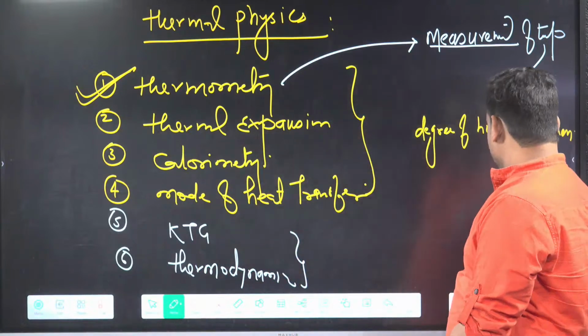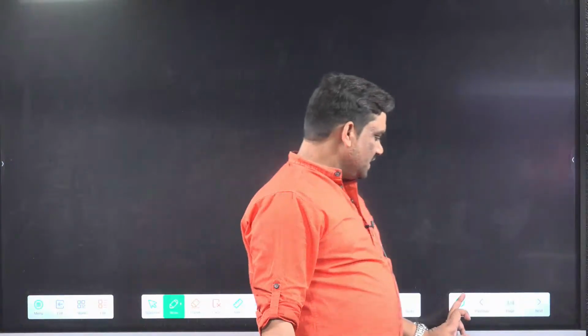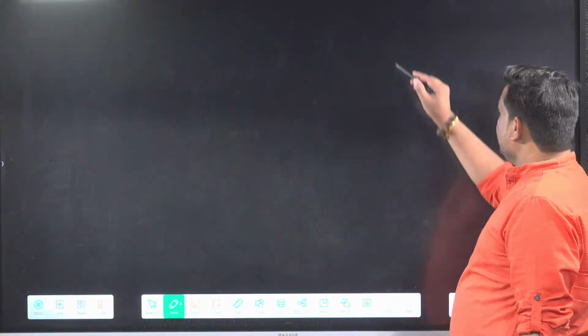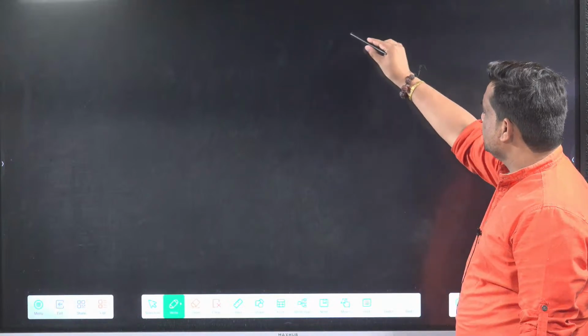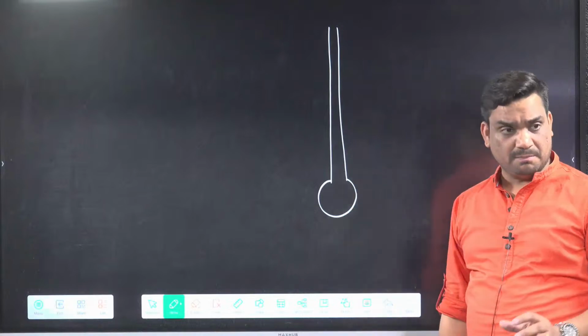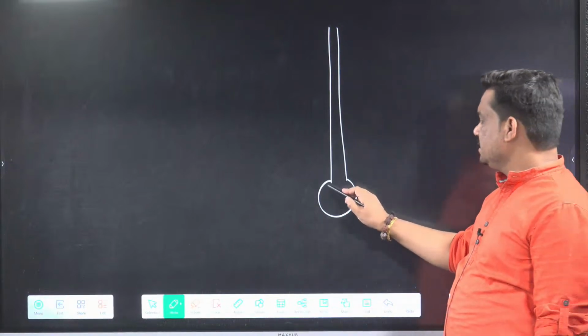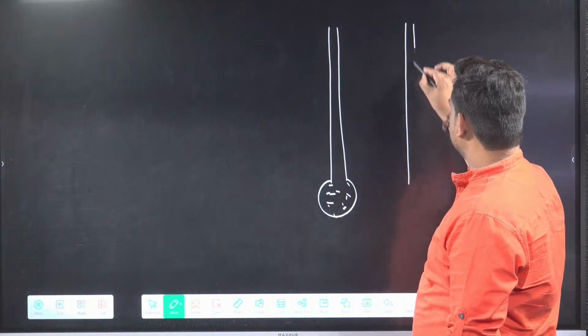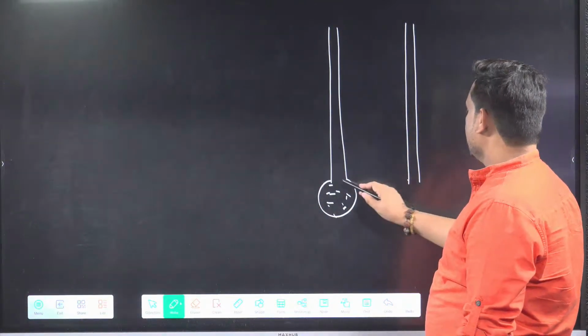So if I say I want to make my own scale, I want to make my thermometer, what do I need? To make a thermometer, you can say, sir, you need one long tube, and here we can put this bulb, and then in this bulb you need to fill something. What can I fill? Yes, your suggestions. What can I fill?